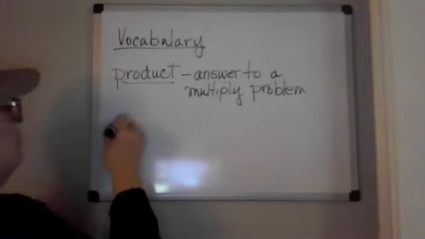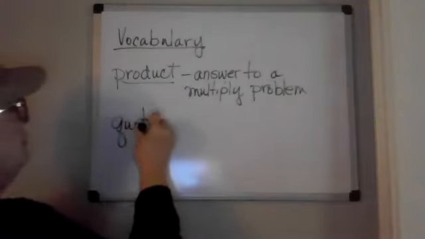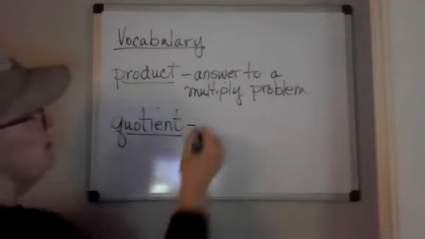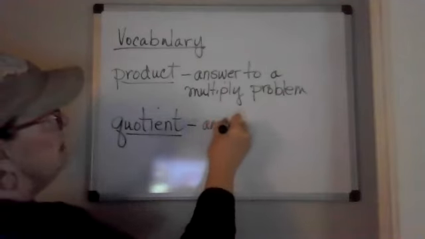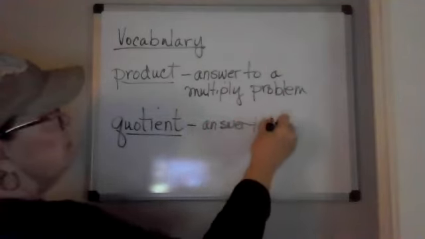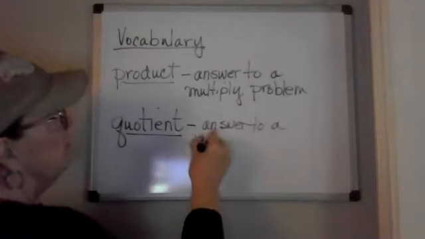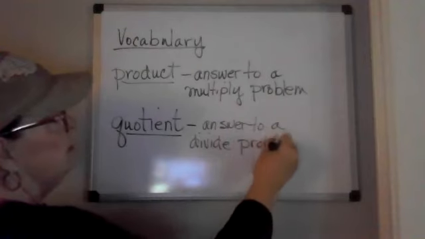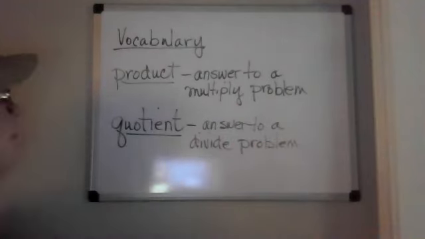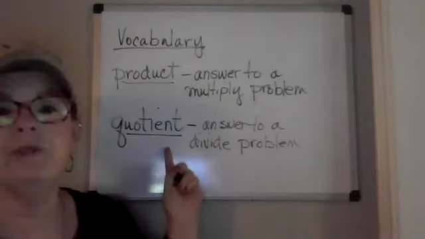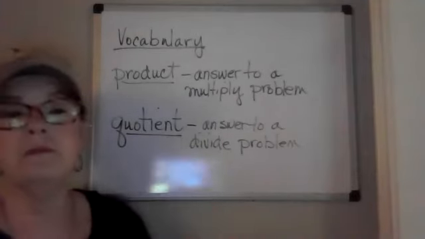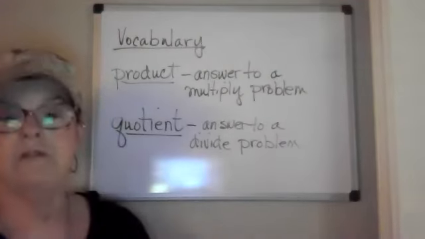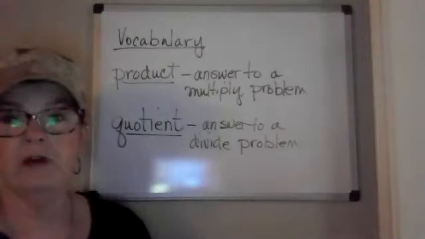Quotient. You're going to see this on one of your pages. This is pronounced quotient, and it simply refers to the answer to a division problem. So again, you'll see this in your instructions probably, and it'll say find the quotient. All that means is you're going to be finding the answer, and all of the problems you're going to be working are division problems.